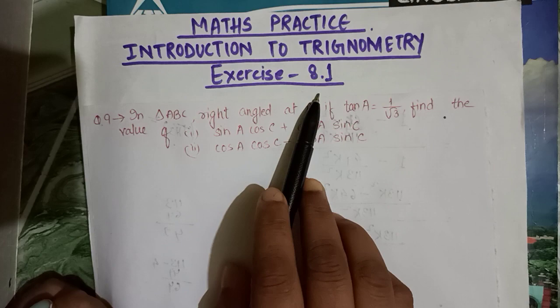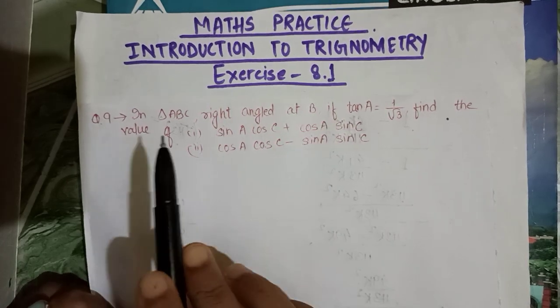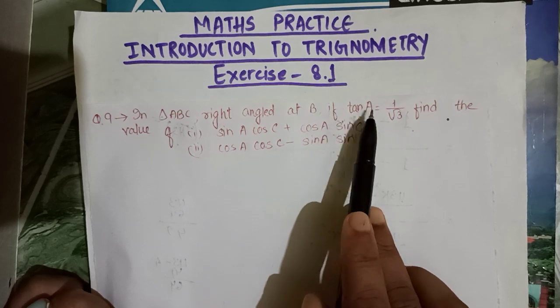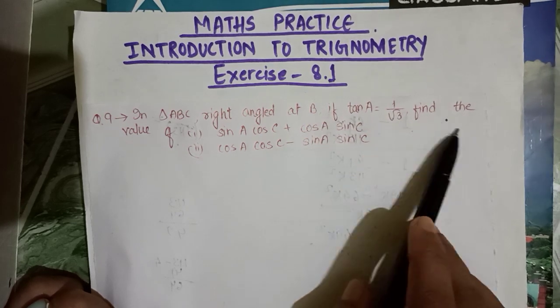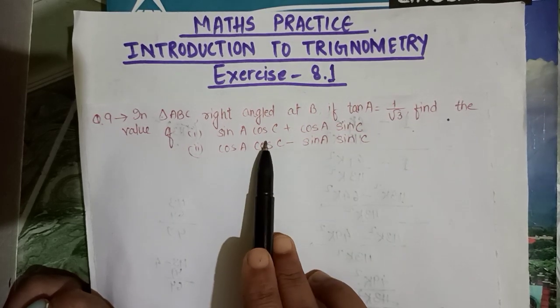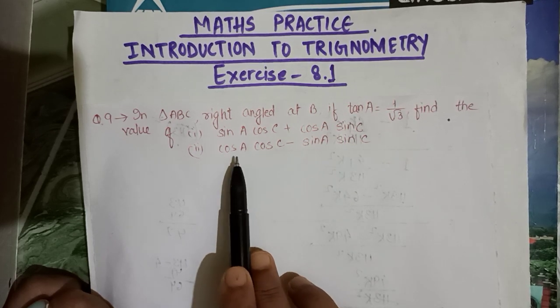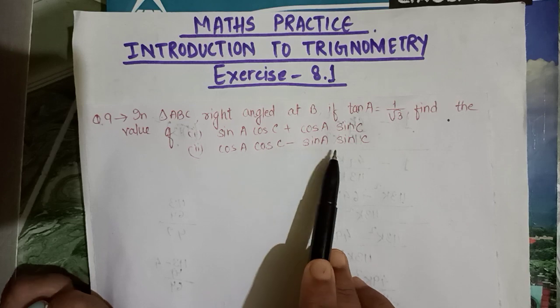Today we are going to do exercise 8.1, question number 9. In triangle ABC, right angle at B, if tan A equals 1 by root 3, find the value of sin A cos C plus cos A sin C and cos A cos C minus sin A sin C.